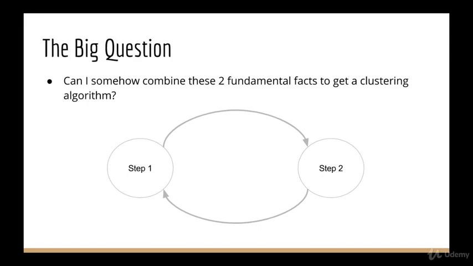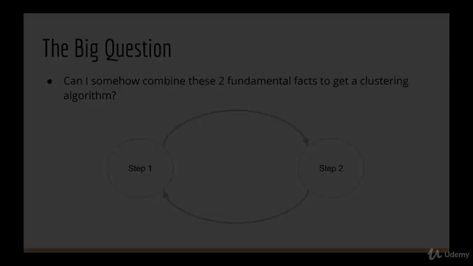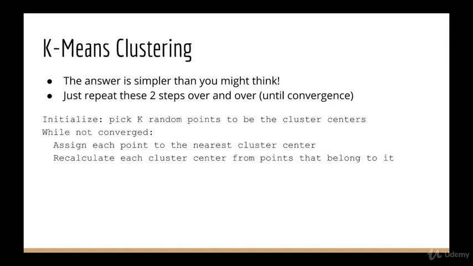Now the big question. We have these 2 fundamental facts about clusters. Is there any way that we can combine these 2 ideas to give us a clustering algorithm? Now, believe it or not, these 2 fundamental facts are all you need to implement k-means clustering. It turns out, if I initialize the cluster centers randomly, and I just repeat these two steps over and over, I'll converge to an answer.